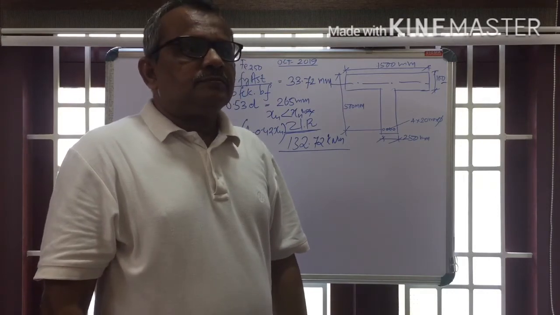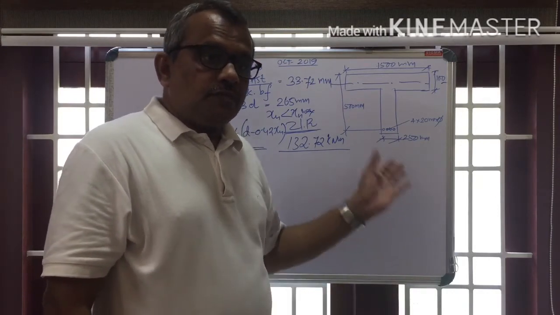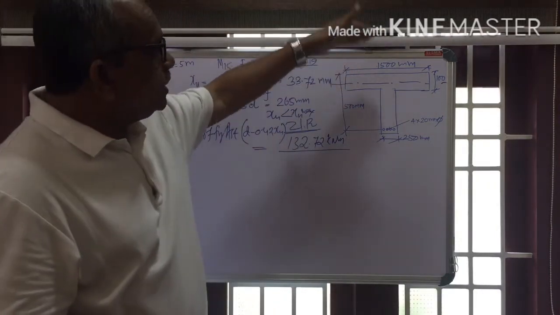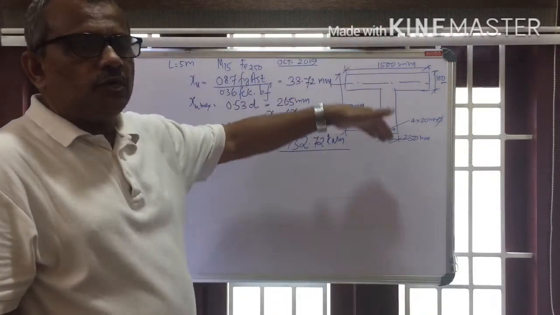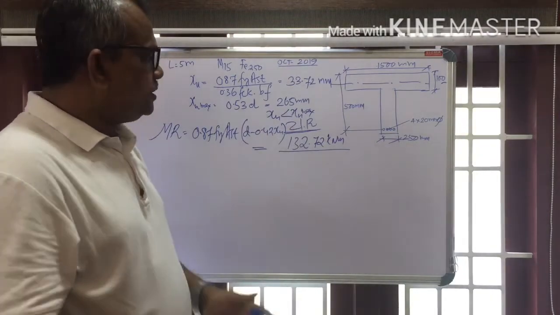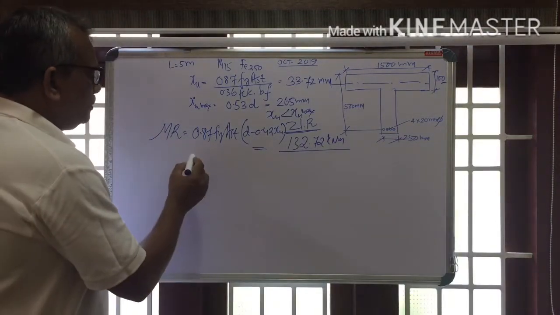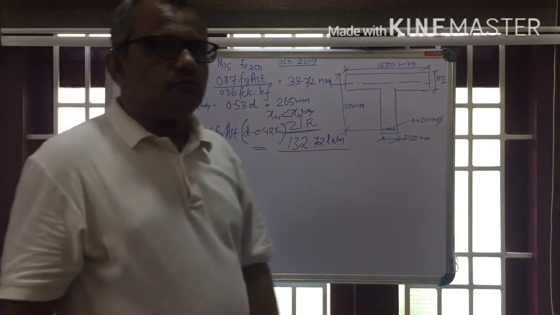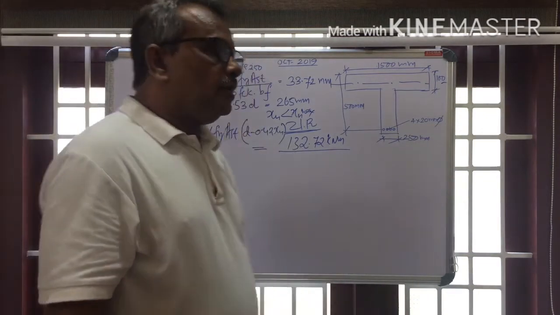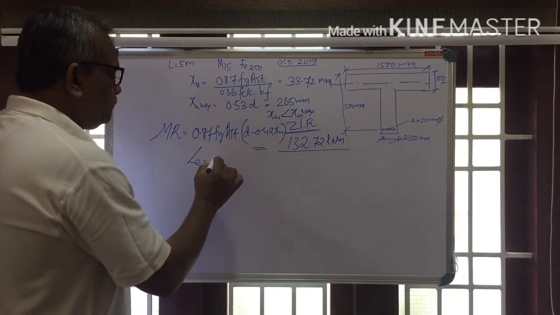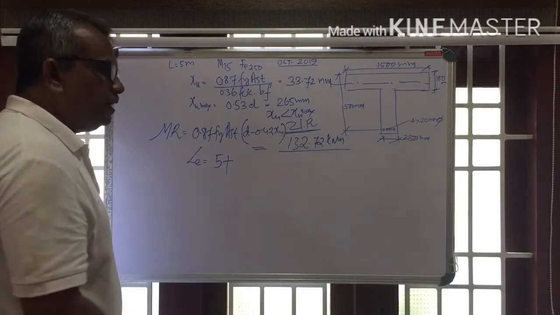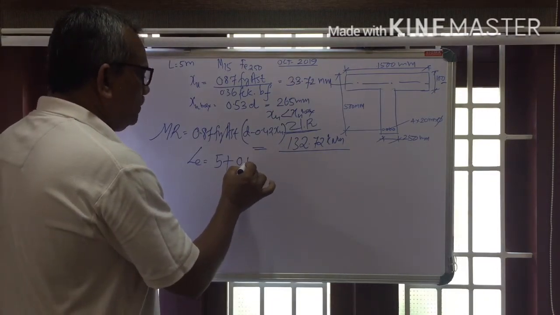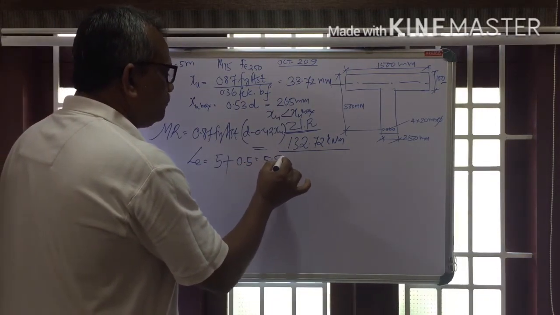Now, what is the question? It's not over. We have to find out the maximum load it can carry, the maximum UD load it can carry. For that, what is the effective length or effective span of the beam? The clear span is given as 5 meters. So, what is the effective span? 5 plus, we have to add the effective depth also, that is 5 plus 0.5 equals 5.5 meter.